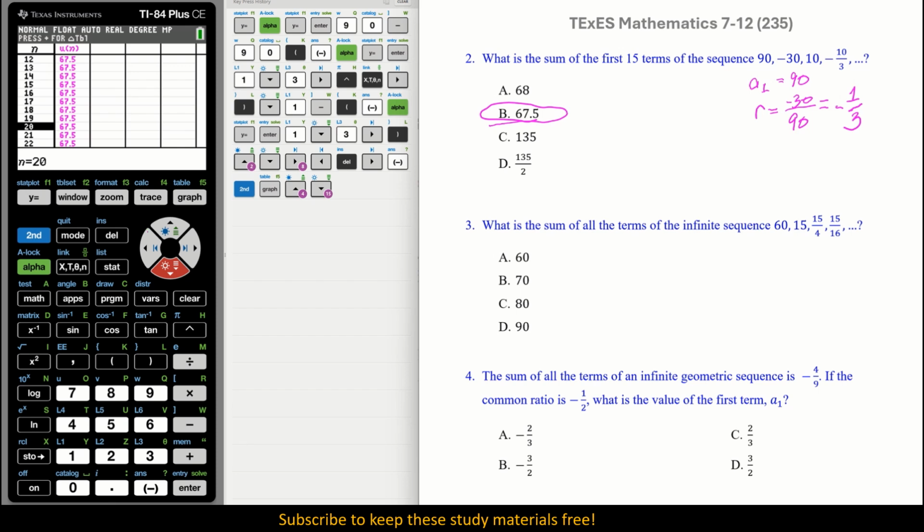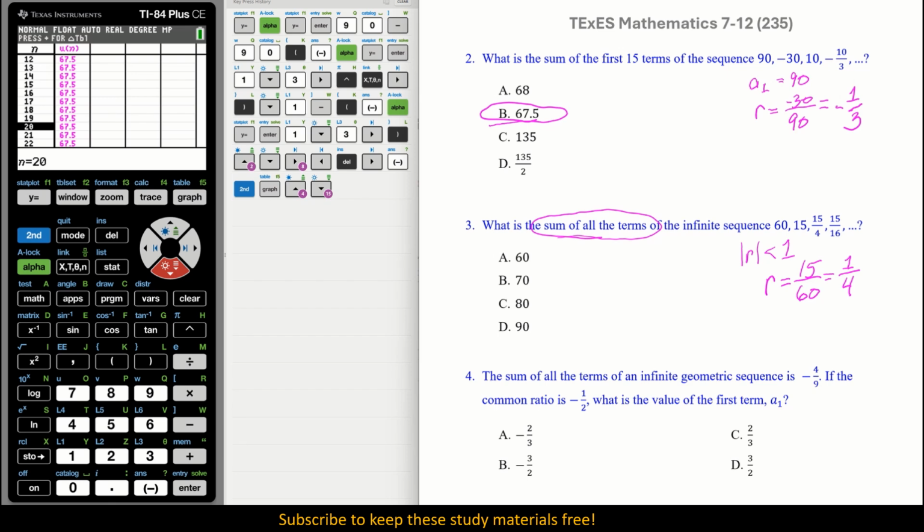All right, number 3. What is the sum of all of the terms of the infinite series? 60, 15, 15/4, and 15/16. Okay, the first thing that we need to note is that we need to have the absolute value of R less than 1. Well, that's true because R is going to equal 15/60, and that actually does reduce to 1/4.